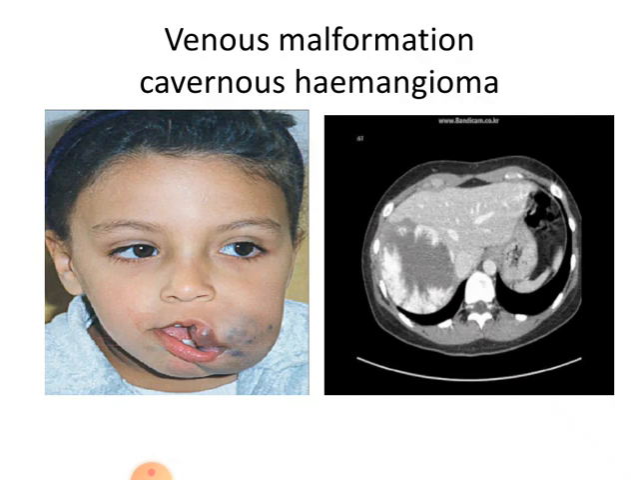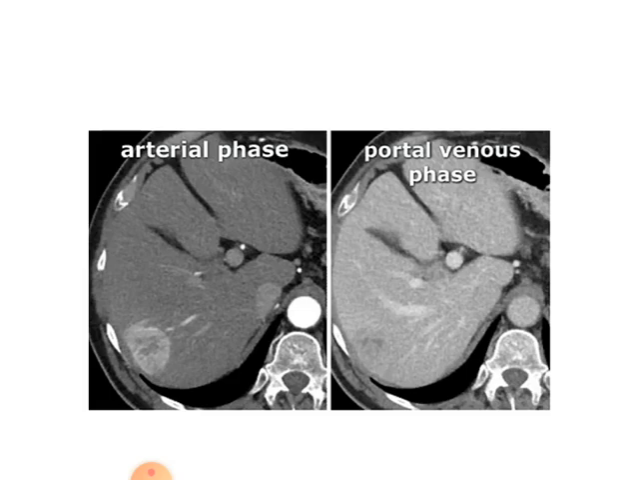Or surgical excision, which is a very difficult thing. Arterial malformation, or arterial hemangioma, cirsoid aneurysm. This is another picture, a CT picture of a venous hemangioma, or venous malformation, or cavernous hemangioma, in the liver.